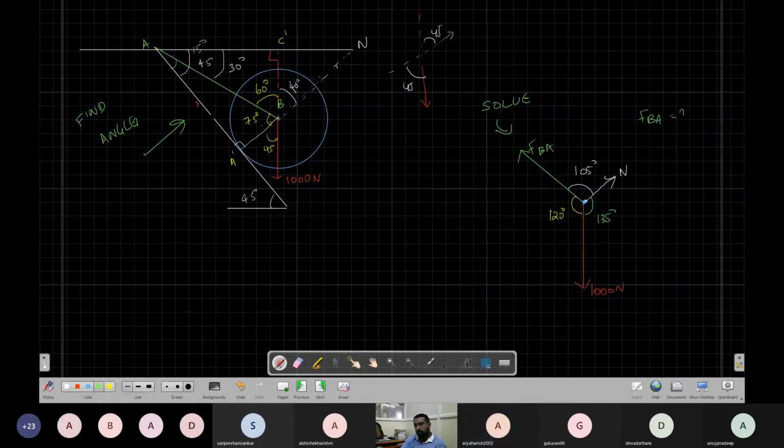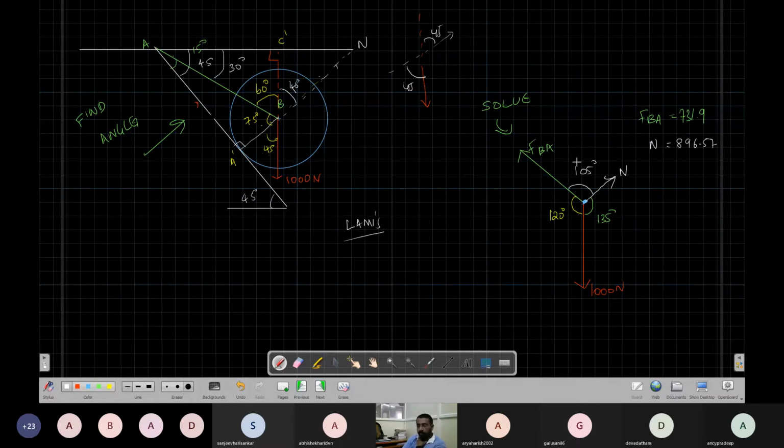731.959. And N? So how do you calculate this? 896.57. 896.57. Okay. So now let's see how to solve this. This is basically Lami's theorem.